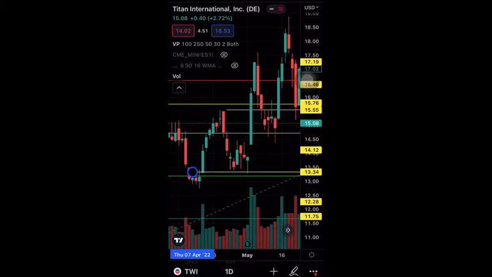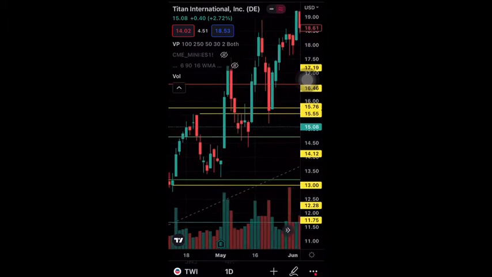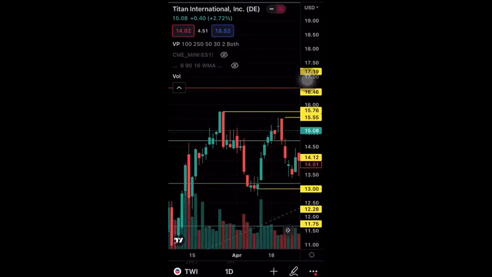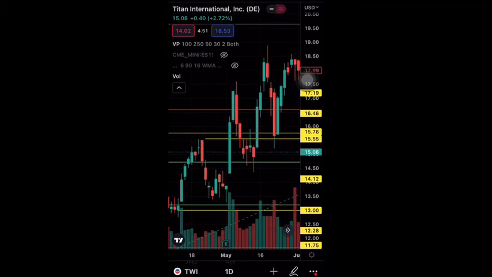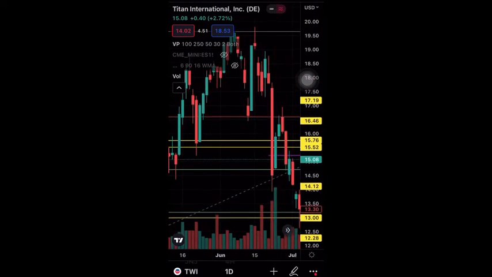Okay, and then we have to come back and adjust these because you can see they're not perfectly lined up. Okay, so let me adjust some of these here. And there we go.